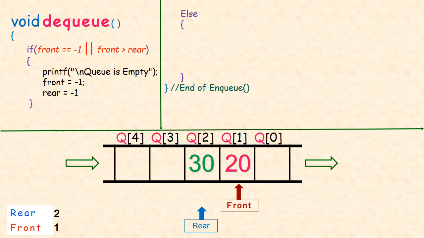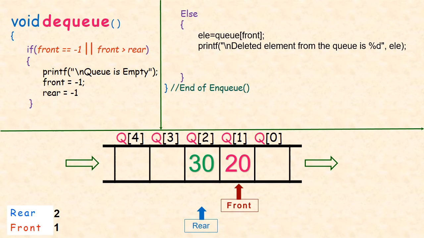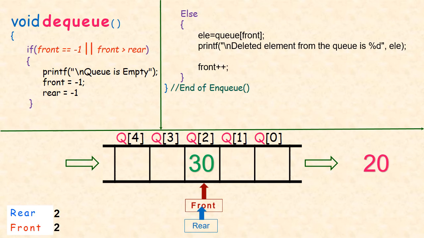After displaying q of 1, what will I do? I will increment the front so that front will become 2, right? Then front will move to point to q of 2. And this value q of 1, that is 20, will be logically deleted. Now both front and rear are pointing to the same location here.